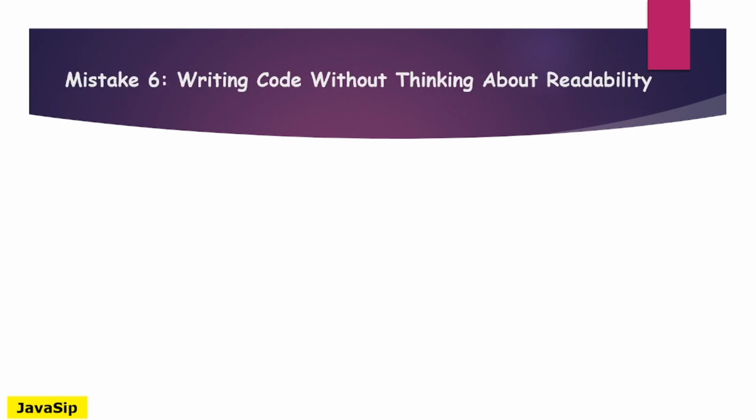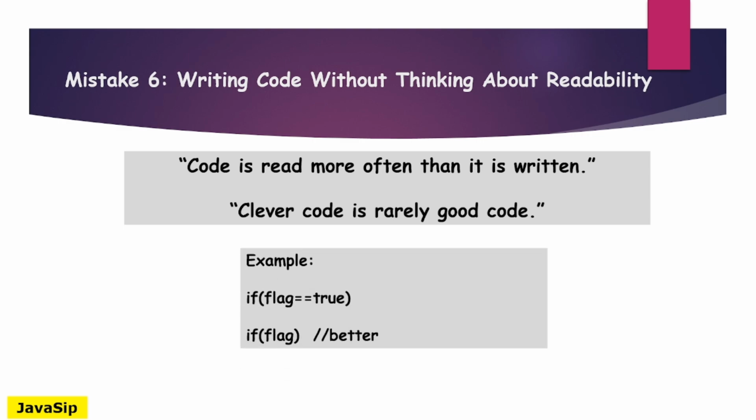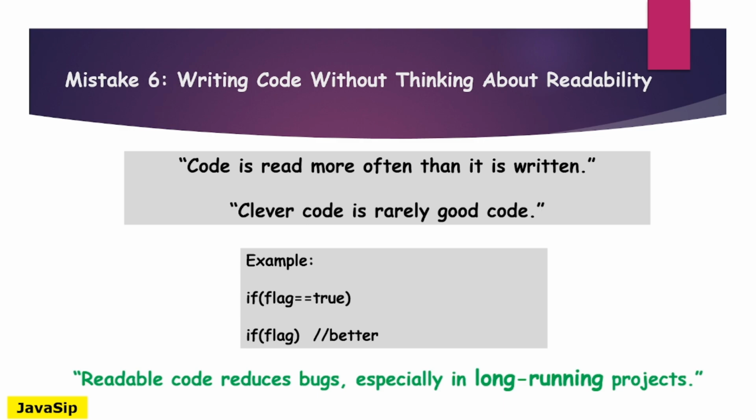Another mistake is writing code without thinking about readability. Code is read more often than it is written, and generally clever code is rarely good code. In this example, instead of using the equals operator, we can directly use the flag. It gives better readability. Readable code reduces bugs, especially in long-running projects.